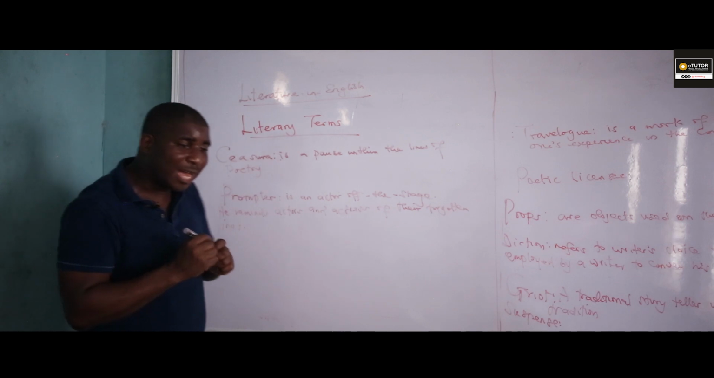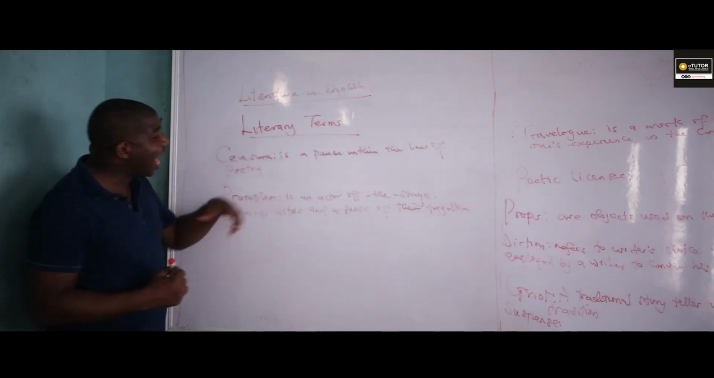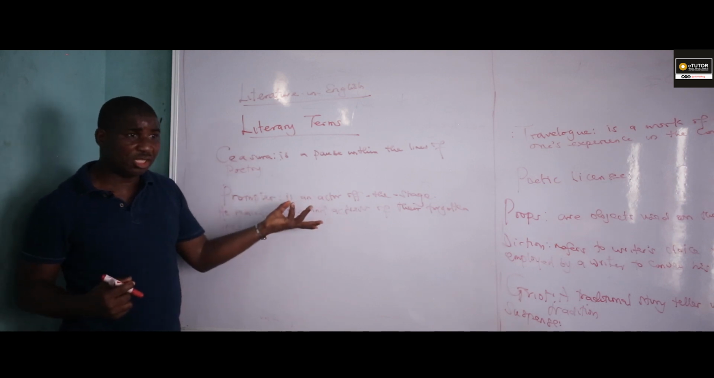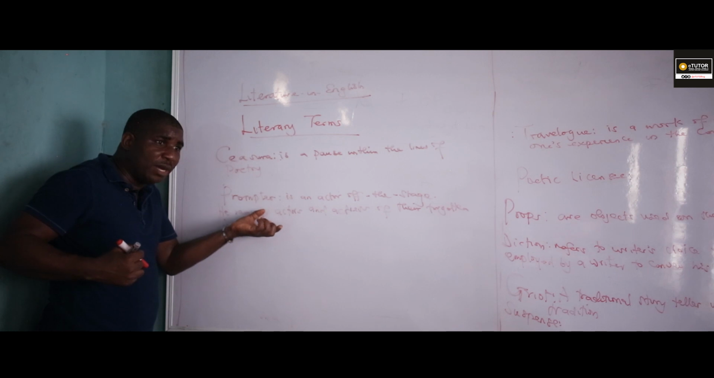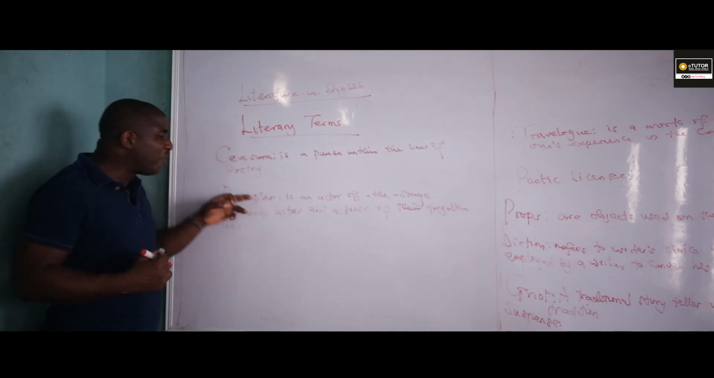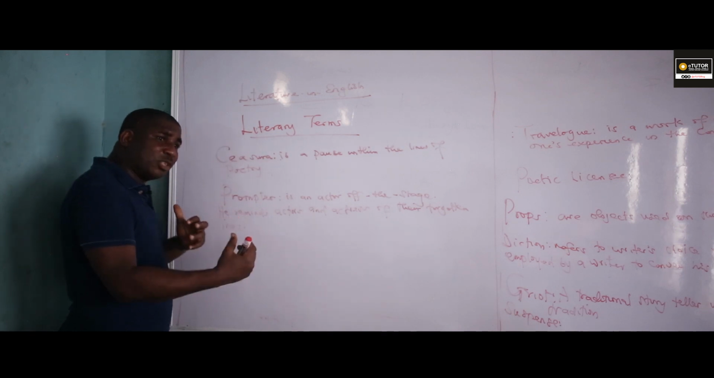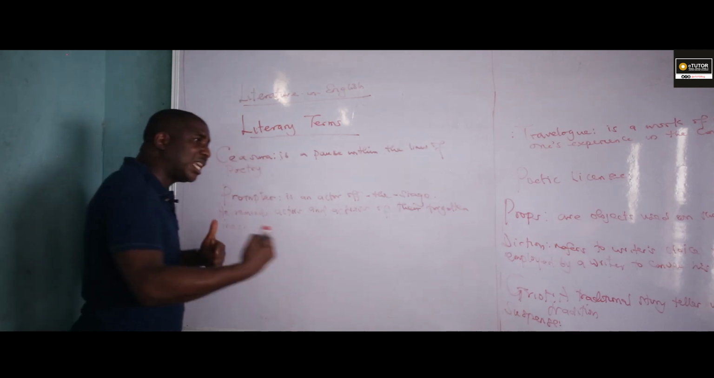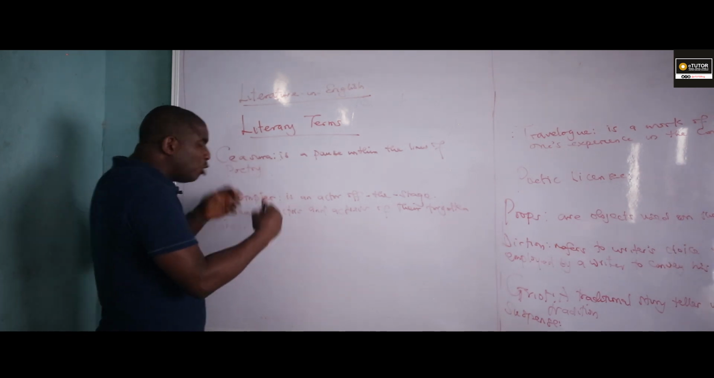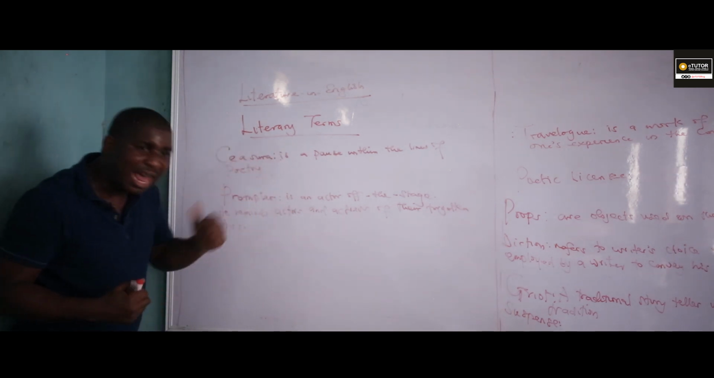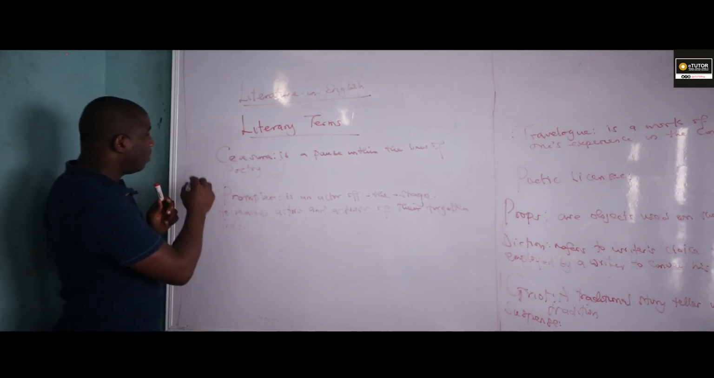So a prompter is an actor off the stage. You see the prompter beside the cameraman. The role of a prompter is to guide the actors and actresses as they dramatize and to remind them of their forgotten lines. Do I seem to be communicating? Yes, sir. So we've treated prompter.